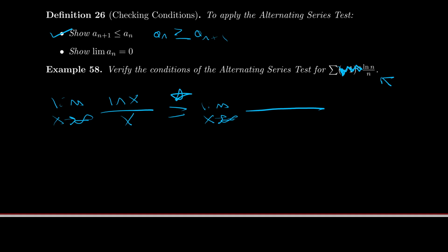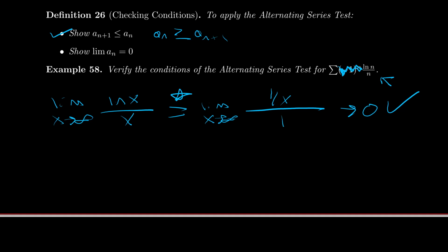What is the derivative of the top? The derivative of the natural log of x is 1 over x. What's the derivative of x? 1. So this goes to 0, and therefore we're good. That's fine, you're welcome to do that. You can also just take the derivative of the whole thing and get 1 minus log x over x squared, using the product rule stuff. And then you'll notice that for x bigger than e, natural log of x is bigger than 1, so it's eventually decreasing and you're fine with all that stuff.